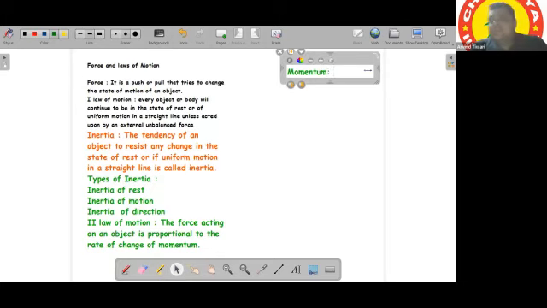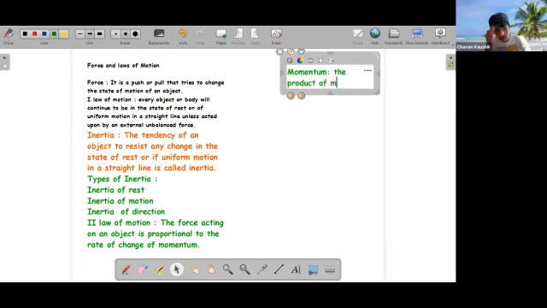Yes, anyone else? Aman? Chavan? Yes, sir. How do we find out momentum? And is it a scalar or vector quantity? Sir, momentum is a vector quantity. Very good. And how do we compute?